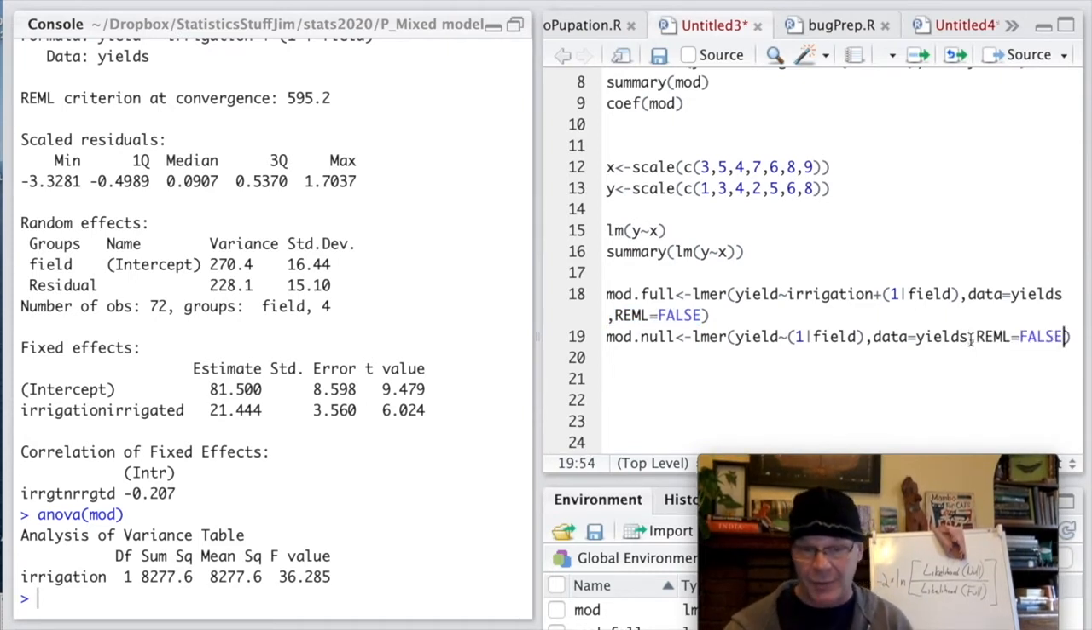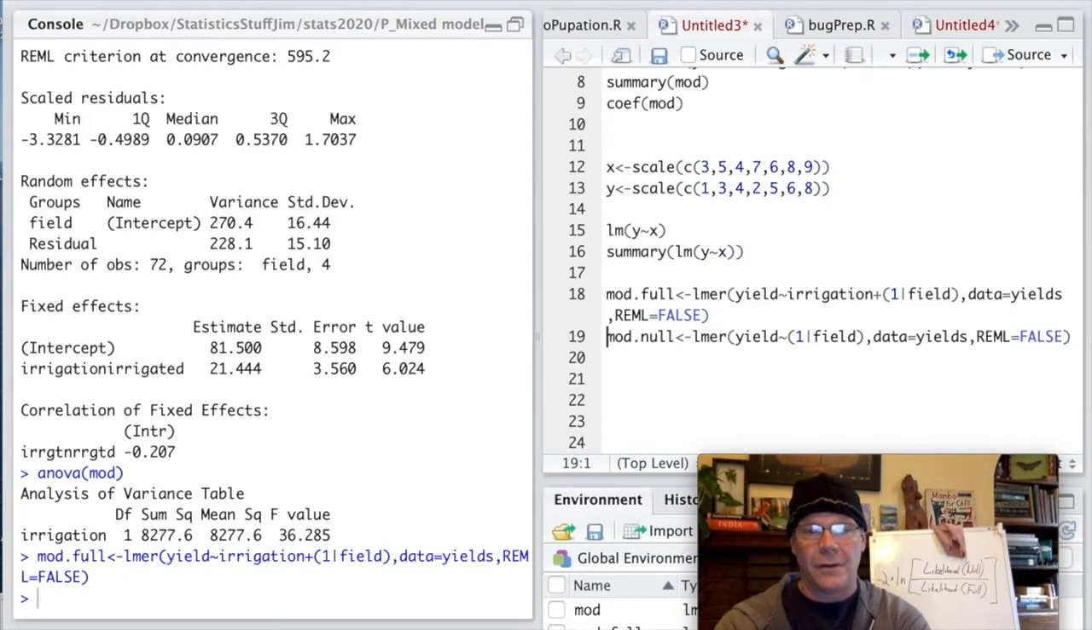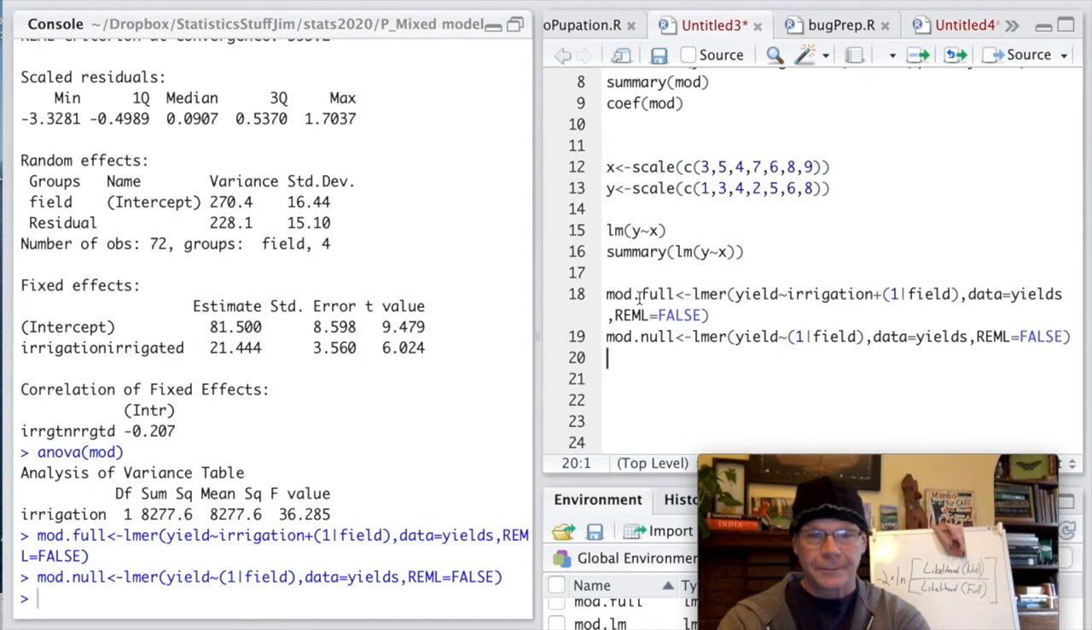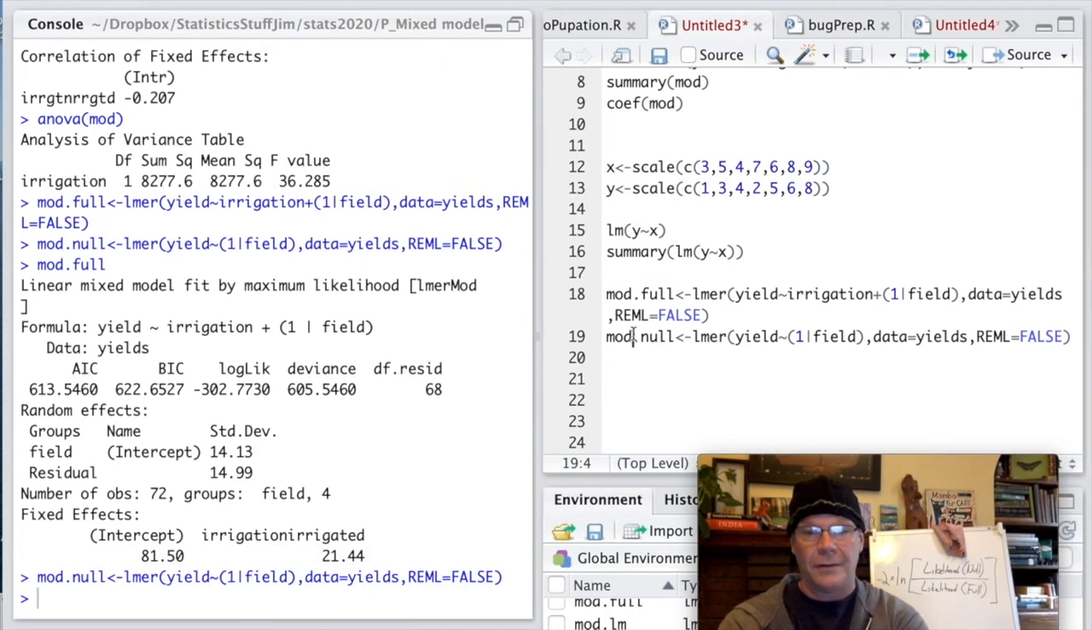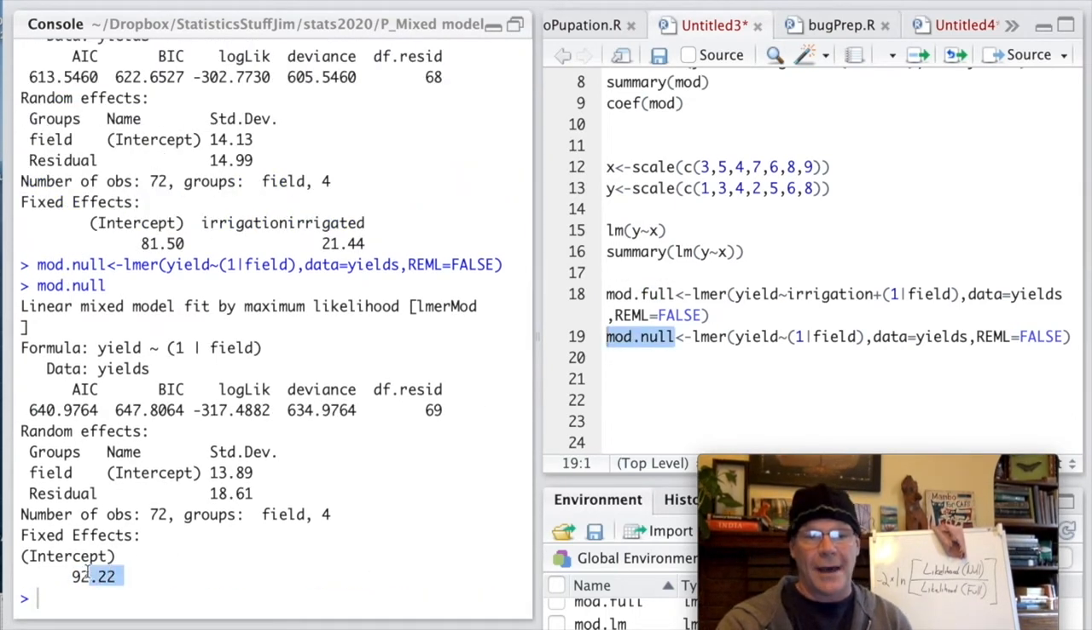So we know that the parameter estimates are going to be biased, but this is the only way that we can extract the true likelihood out of the model, is to do the entire model playing by the same rules using a maximum likelihood approach. And so here I have mod full and mod null. Here are the parameter estimates that we saw before for the full model. For the null model, all we have is an estimate for the grand mean. And so here are our two different models.